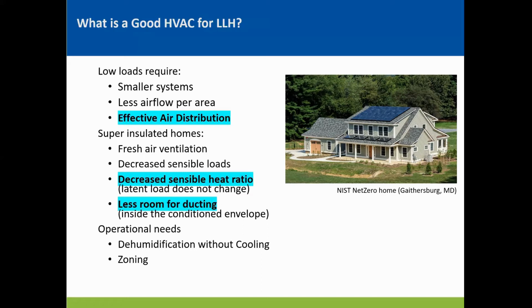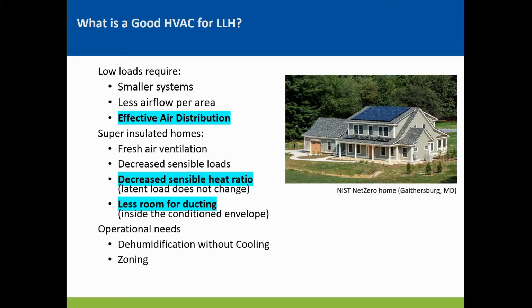When you have a super insulated home, there are a few other requirements. One is you're going to need fresh air ventilation, and the sensible loads, of course, are going to be decreased. But interestingly, the latent capacity does not change all that much. It's typically from the internal loads, which are breathing, showering, cooking, and the moisture really has no place to go because the homes are that tight. So the sensible heat ratio is going to be closer to 0.6, or 0.5, and normally right now you typically have around 0.8. So significantly larger latent capacity relative to the sensible.